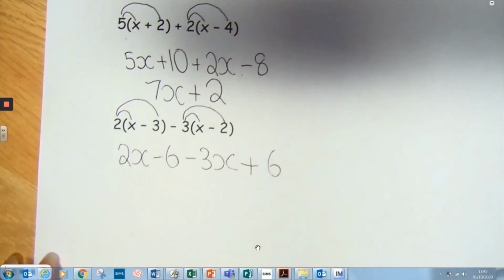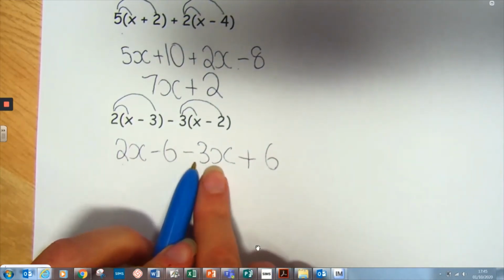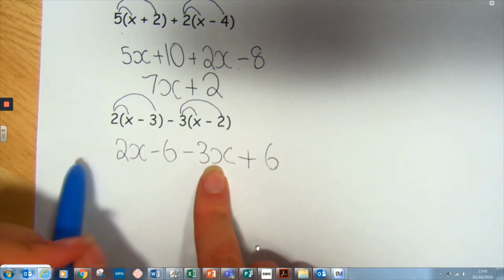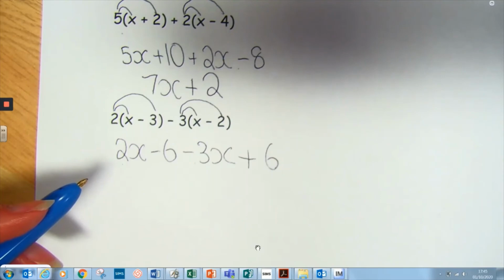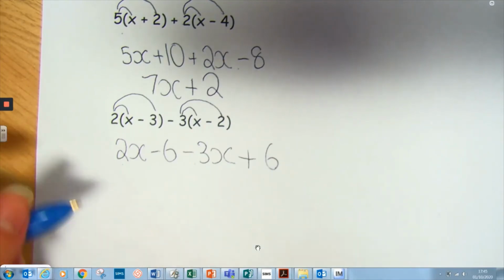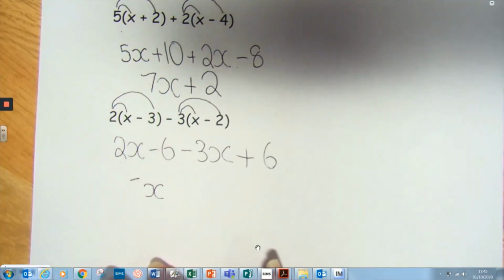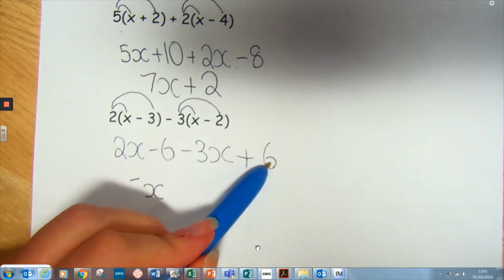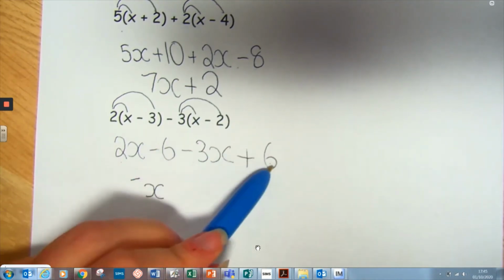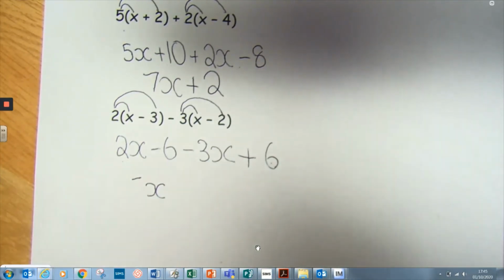Then we're going to group together our like terms. So we're going to start at 2x and we're going to take off 3x. So we're going to start at 2 and we're going to take off 3. So that's 2, 1, 0, minus 1. So it's minus 1x or just minus x, because remember, if there's 1, we don't write that when we're talking about an x. And then we've got minus 6 plus 6. So you start at minus 6 and you add on 6, and that takes you to 0, so you don't need to write anything down at the end.